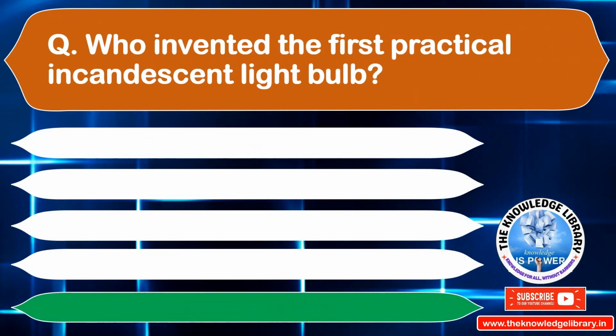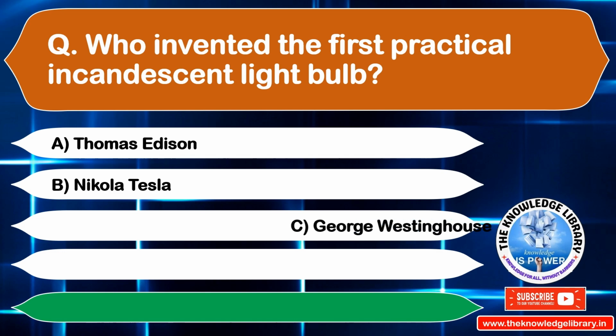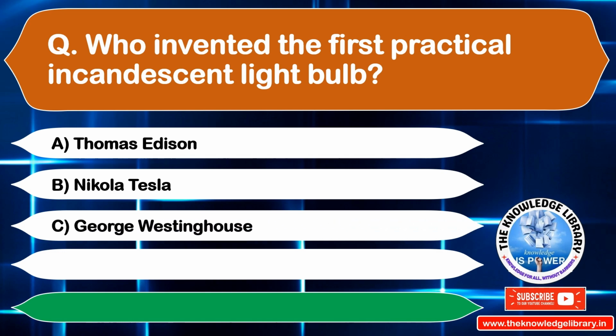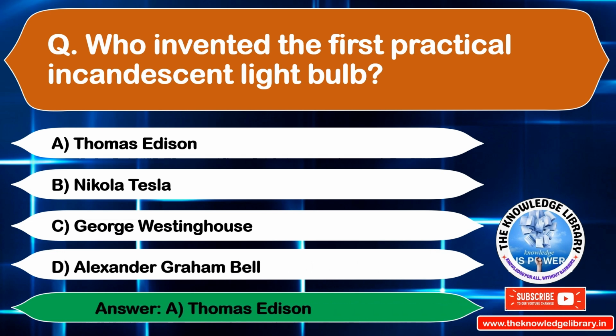Who invented the first practical incandescent light bulb? Option A, Thomas Edison. Option B, Nikola Tesla. Option C, George Westinghouse. Option D, Alexander Graham Bell. The correct answer is option A, Thomas Edison. Move to the next question.